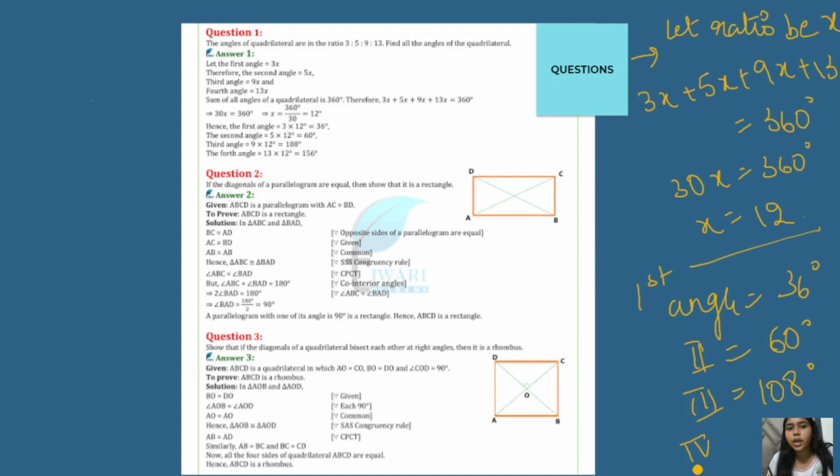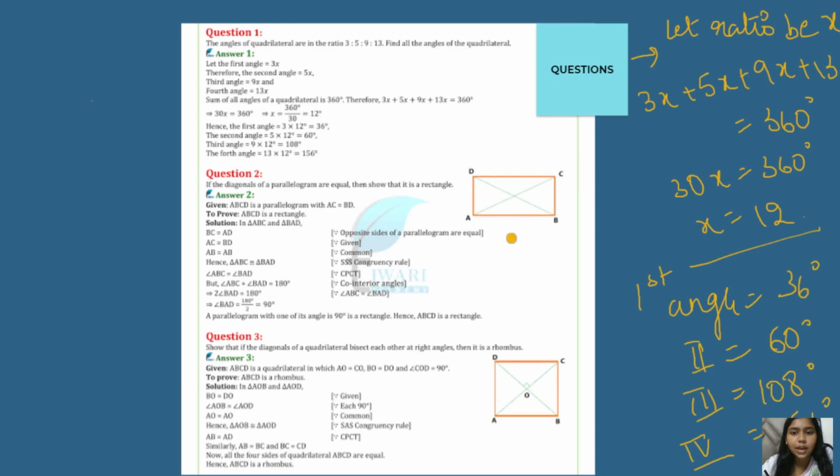In case of queries you can just comment below. Okay, so question number 2 is: if the diagonals of a parallelogram are equal, then show it is a rectangle. Basically we have to show that it is a rectangle, and for that we have to prove that every angle of this rectangle is equal to 90 degrees.